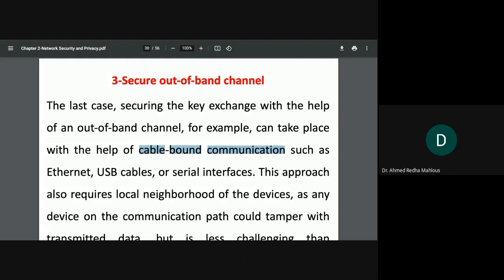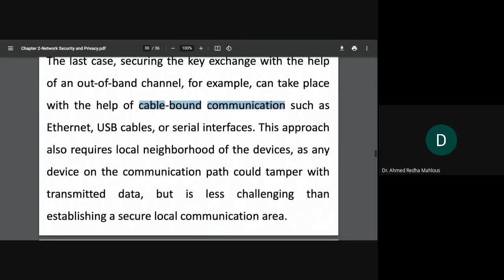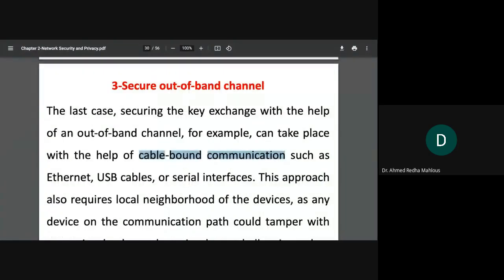Okay, this is one of the solutions that can be done to secure the communication. We have to secure the bootstrapping, the exchange of the service URL and the key for encryption.